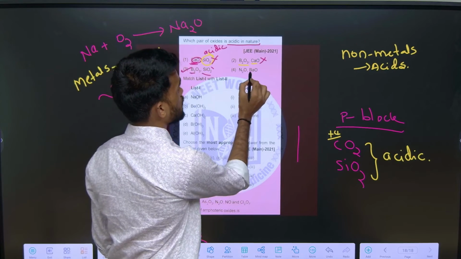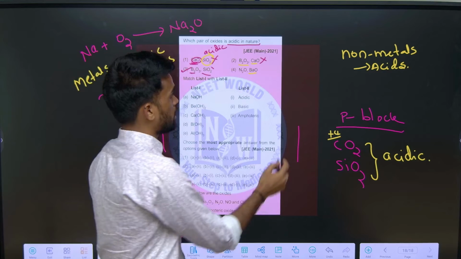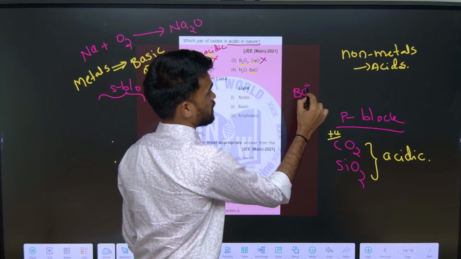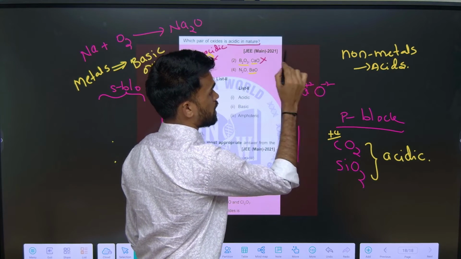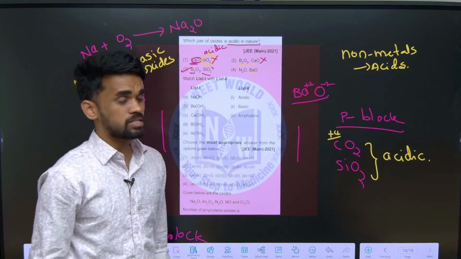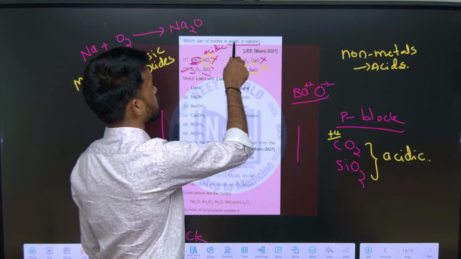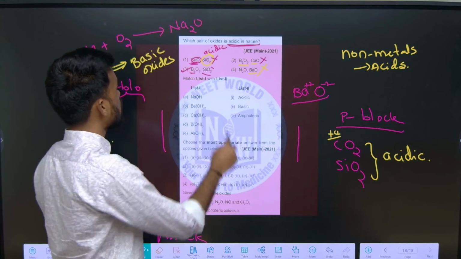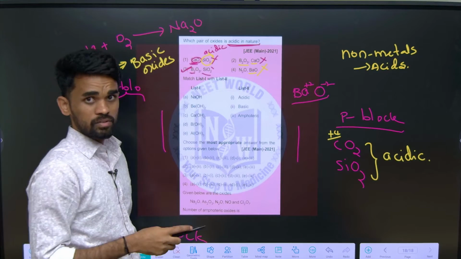See here we have barium oxide, BaO, with barium in +2 and oxygen in -2. So this is a basic oxide, so this is incorrect again. They are asking only about acidic oxides. So option 3 is the best one we can choose here.